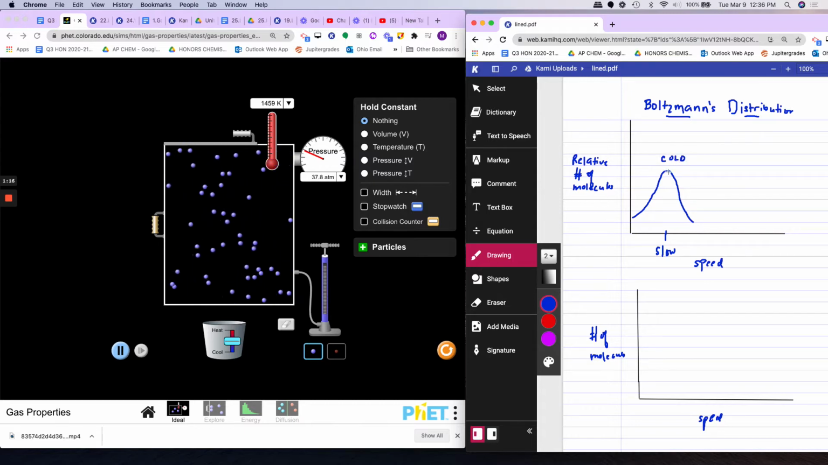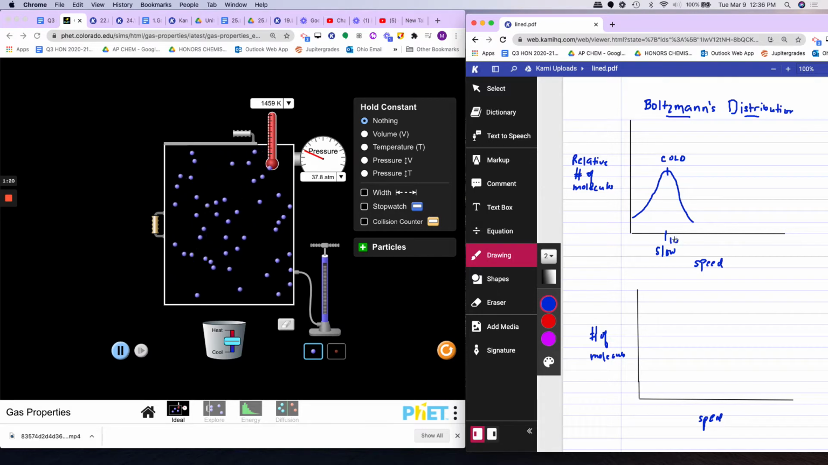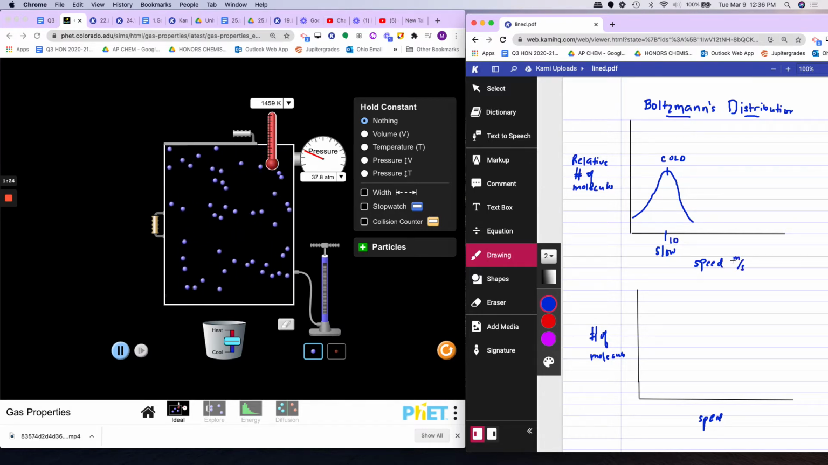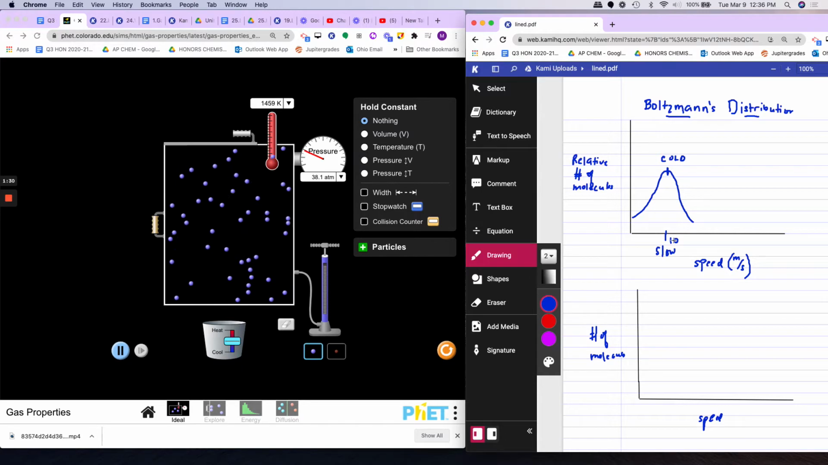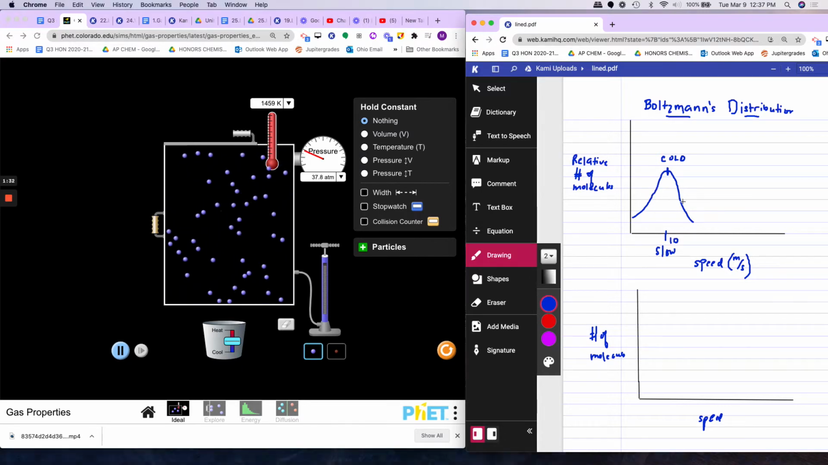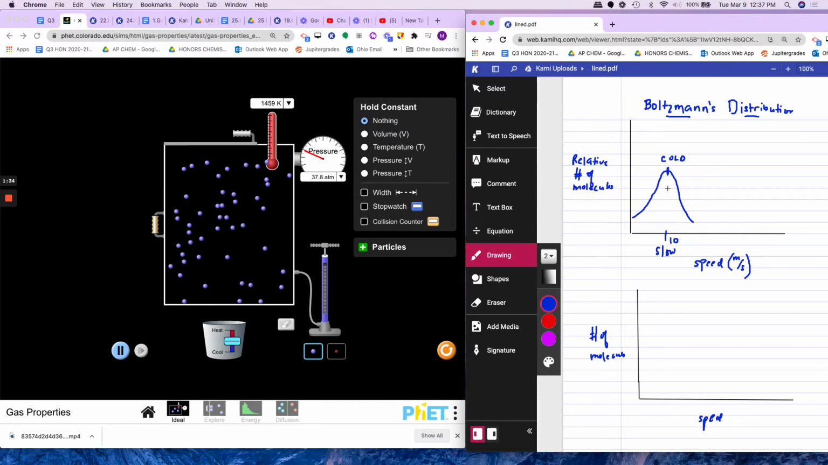So this is the velocity, let's say 10 miles per hour. Okay, let's say this is meters per second. It doesn't matter, it's just the velocity. What this means is the average velocity is about 10. Some of them are going faster and slower, but on average it's 10.